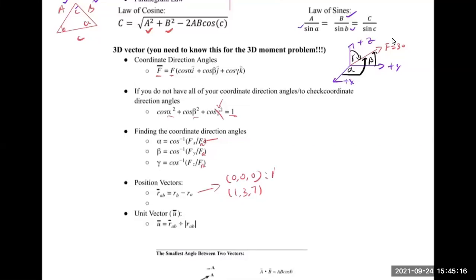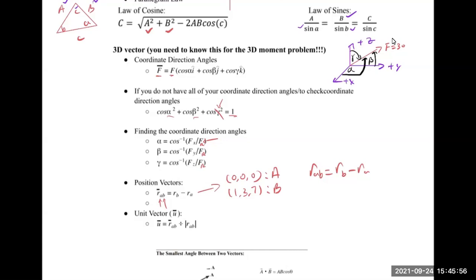Let's call this point A and this point B. If you want to find the position or distance between these two, from point A to point B, it would be R_AB equals R_B minus R_A. You're subtracting from where the force is going to where the force is from. This is very crucial to know in order to find the unit vector.